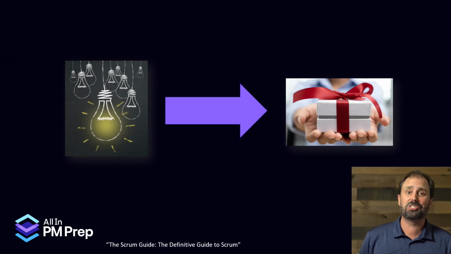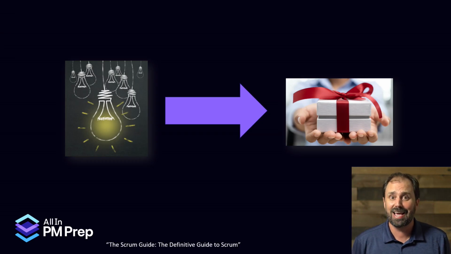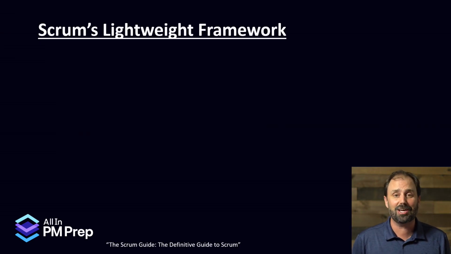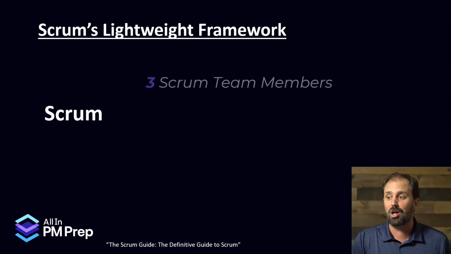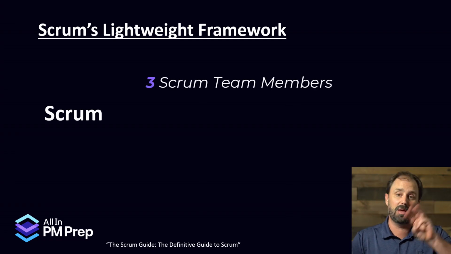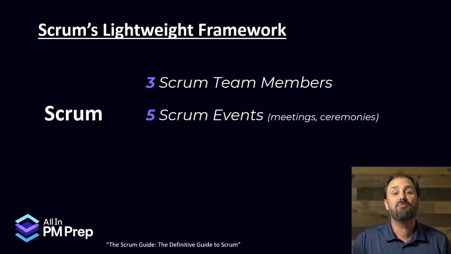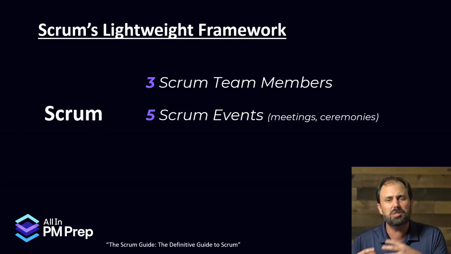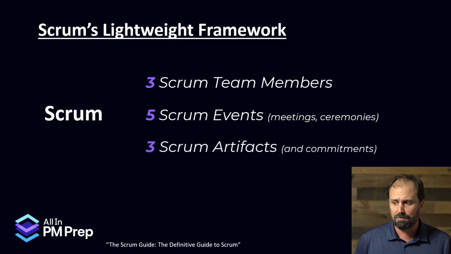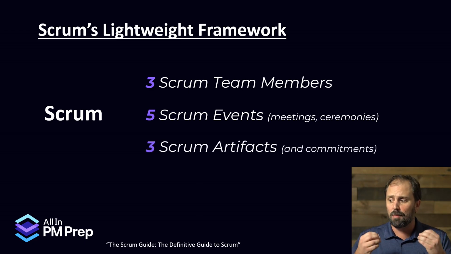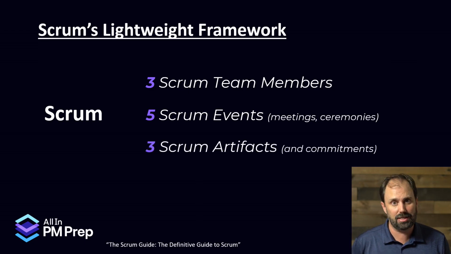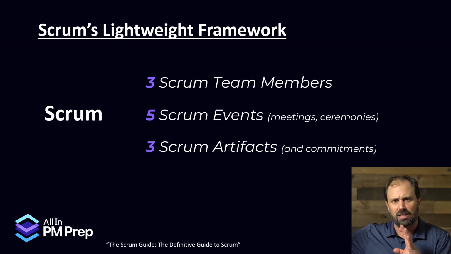Now, this is about as simple as it gets, and it really doesn't tell you much, so I've got to go deeper into this lightweight framework. I'm telling you, Scrum is all about 3 Scrum team members, 5 Scrum events. They're also called meetings or ceremonies, but events is the way I want you to think about them. And 3 Scrum artifacts and commitments. We're going to go deep into all these in later videos, but I'm going to paint a picture now to let you see them.